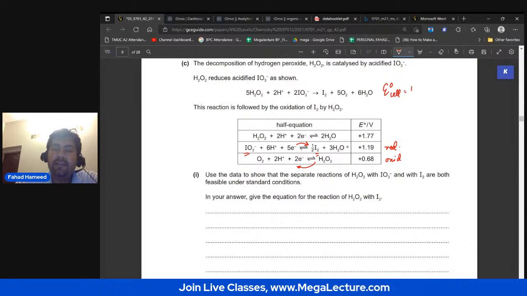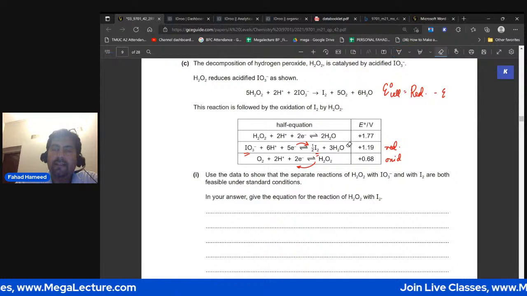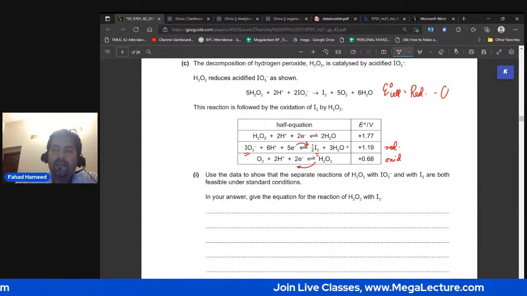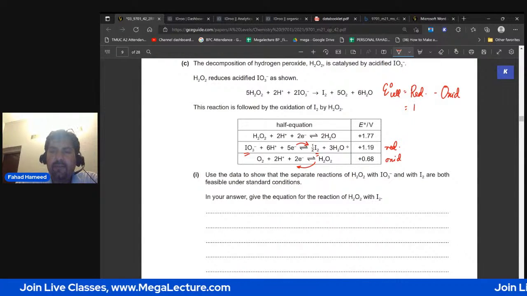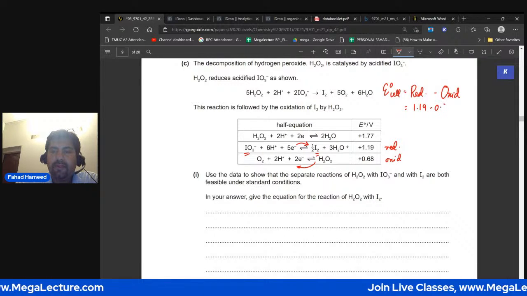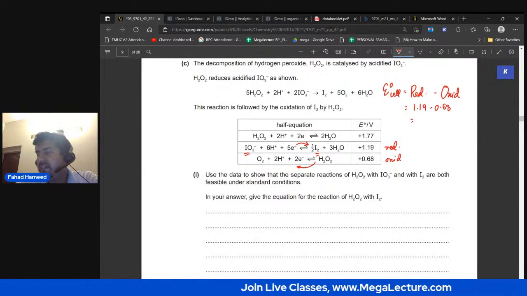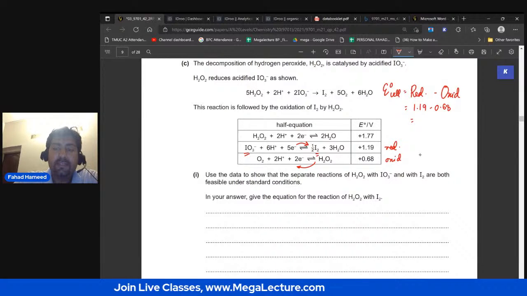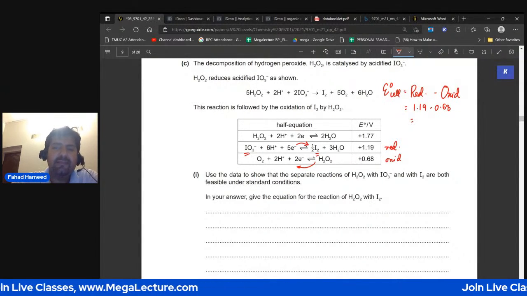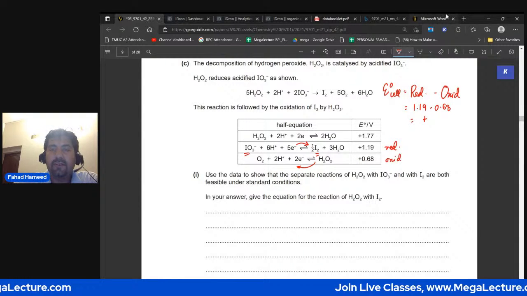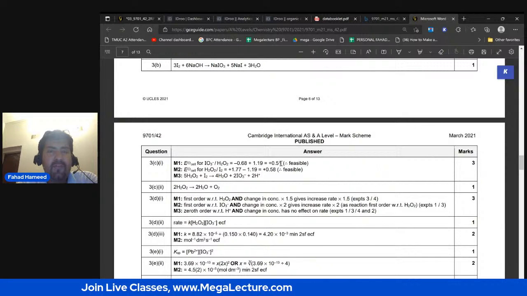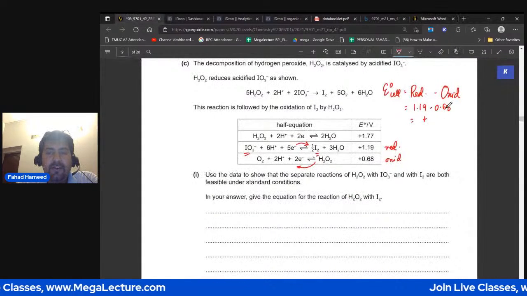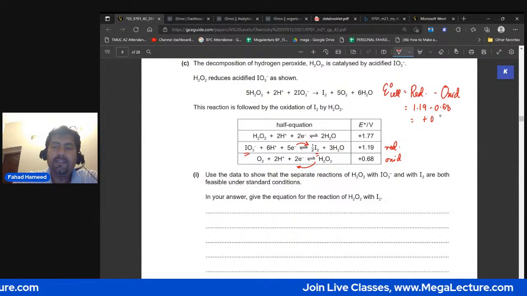And how do you calculate the potential difference? It's the reduction E naught minus the oxidation E naught. So it's going to be 1.19 minus 0.68, and it's going to give me a positive value. That's why when you get an E naught cell which is greater than 0, something positive, the reaction is feasible. We can look at the data booklet and see the math over here. 1.19 minus 0.68 gives you 0.51, which is a positive potential.